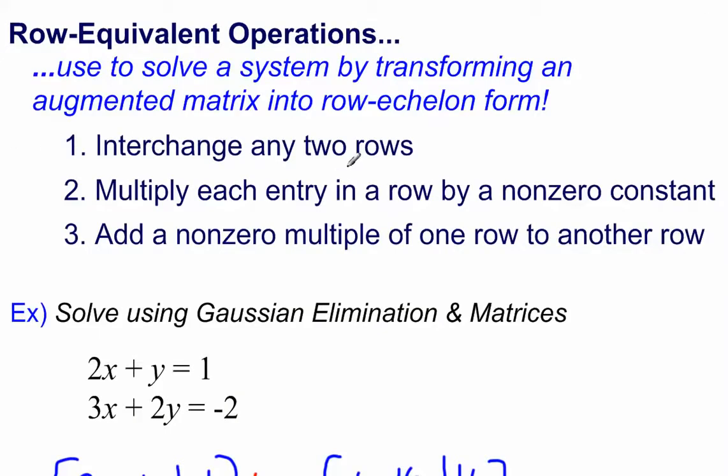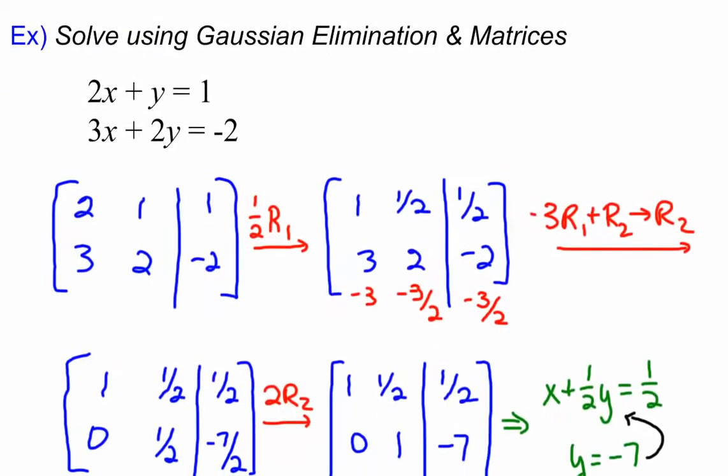Well, we have possibilities here. We can interchange two rows. That won't mess up our solution. We can multiply every entry in a row by a non-zero constant. That's not going to change my solution. And we can add a non-zero multiple of one row to another. Okay, so let me show you how that works with a set of two.